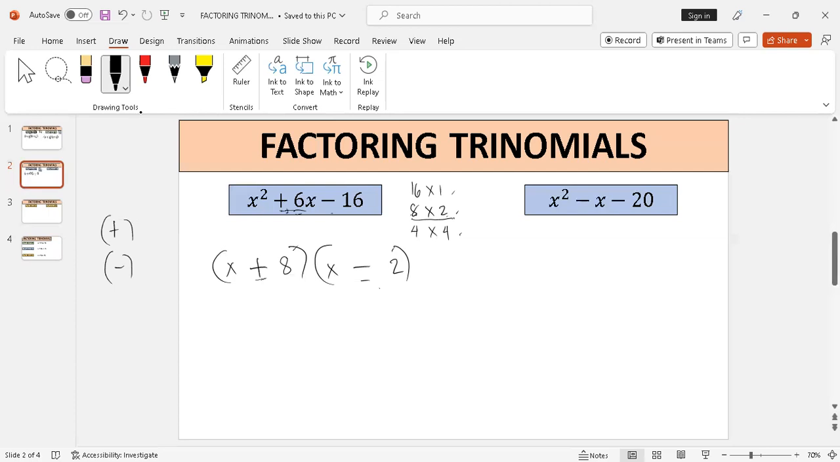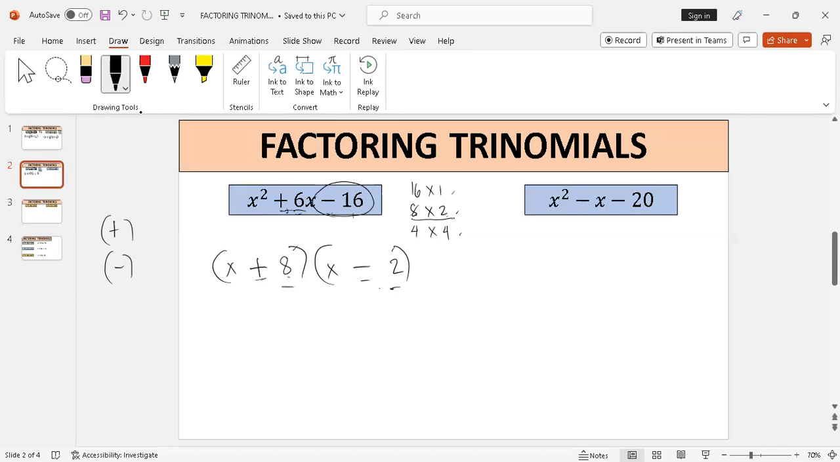Ganyan mag-decide, ganyan yung gagawin nyo para ma-double check nyo kung ano ba yung dapat na gamitin na symbol. Try natin i-double check. Kapag minultiply yung dalawang last terms ng factors, dapat ang maging sagot ay yung last term ng trinomial. Positive 8 times negative 2 is negative 16. So, tama.